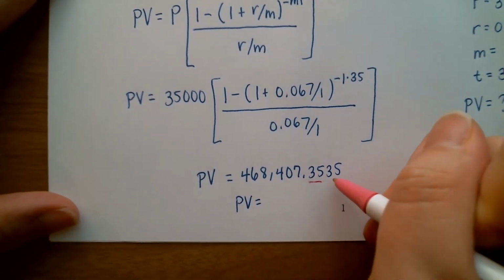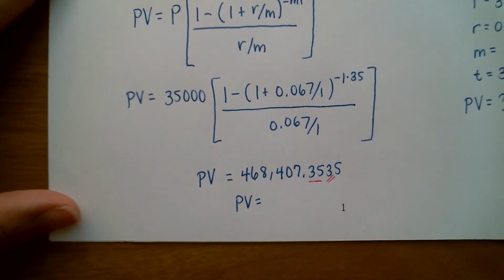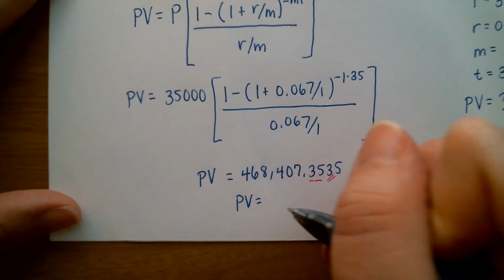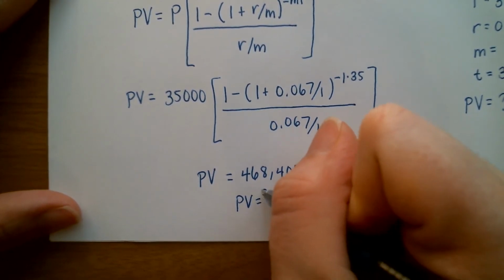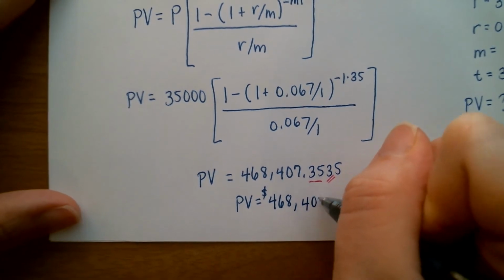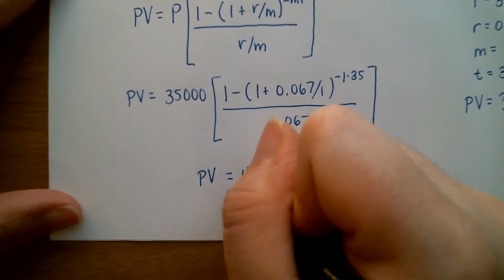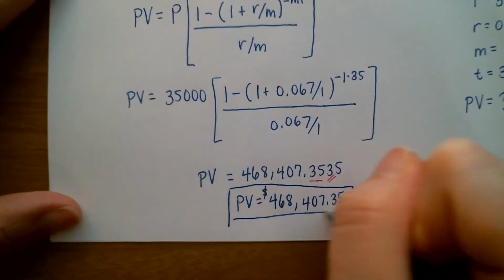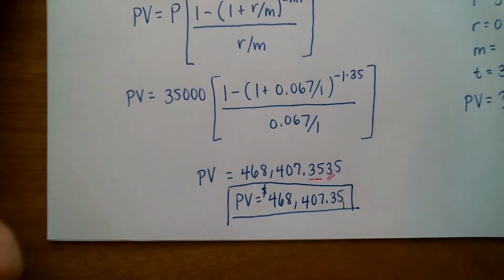Okay, so we've got 35 cents. You look at the number that follows, it's a 3. And so we are going to keep it 35 cents. Okay, so it's going to be $468,407.35. Okay, that is the actual amount or level of life insurance that John would need.